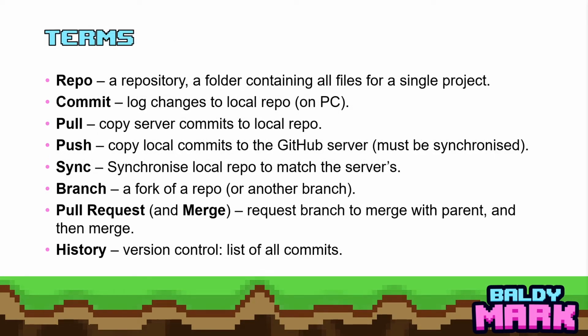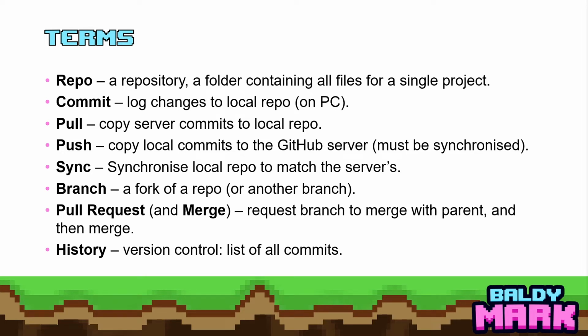A repo is a repository, and a repository is a folder which is going to contain all your files for a single project, sort of the parent folder. Commit is when you want to log changes to a repo. That's when you go into any changes that have been made to a project. When you want to log those, you commit them, and you do that typically locally on the machine, PC.